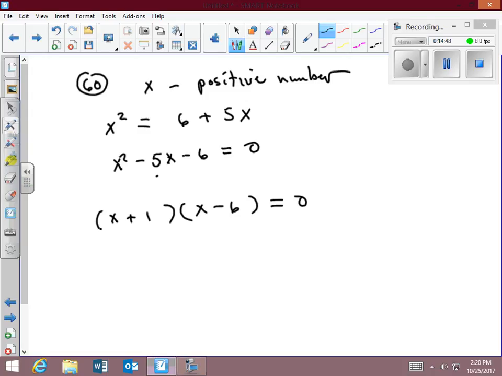So now I take my factors and apply the principle, set them equal to 0. This says x equals minus 1 or x equals 6. What's my solution to the problem? Well, x must be a what? What's it say on the top? Positive. So what's my solution? 6. It can't be minus 1, it's got to be 6.